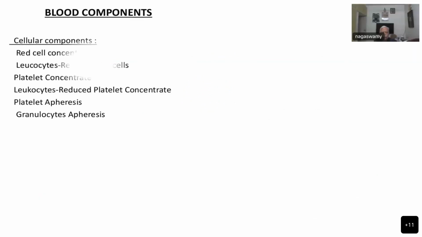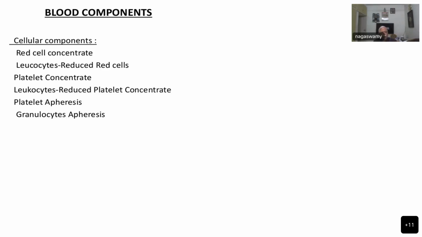Okay. So just like class notes, this may be very easy to remember and reproduce in your exam. This is not an elaborate one like what she has prepared, but a few points that you can remember. Blood components, we can divide them into cellular components. That means what are all the cell content in the blood, which is packed red blood cells or red cell concentrate. And this red cell concentrate will have some WBCs also.